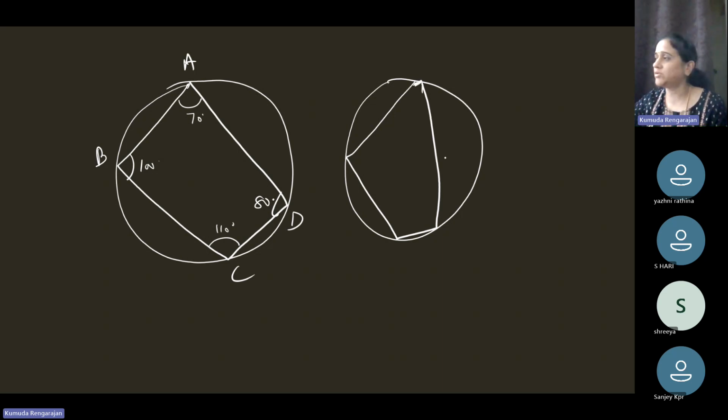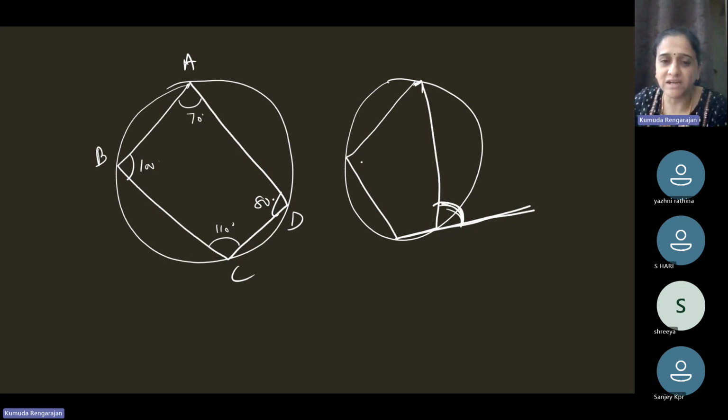Then the other property is in a cyclic quadrilateral. Supposing you produce one side, then an exterior angle is formed, right? For any polygon, when is an exterior angle formed? When you extend one of the sides. So when you produce this side, an exterior angle is formed. And this exterior angle in a cyclic quadrilateral is equal to its interior opposite angle.